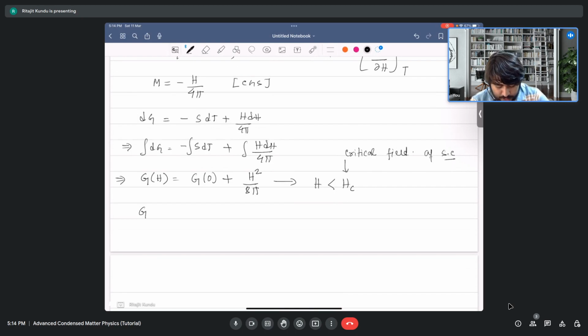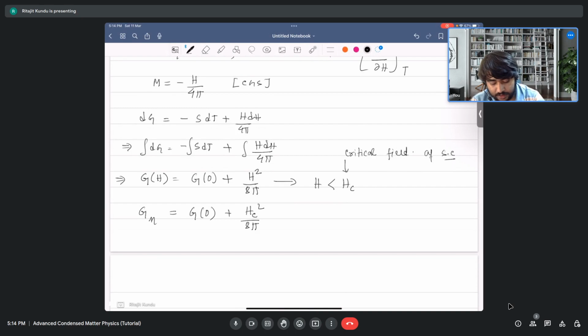Okay, so G with a subscript n is for a normal metal, and it doesn't depend on the field anymore, right? Because initially the gap would be dependent on temperature and this magnetic field, but the normal metal doesn't depend on any of these things. So the Gibbs free energy G_n of the normal metal is again given in terms of G naught, G at zero magnetic field, plus Hc squared by 8π.